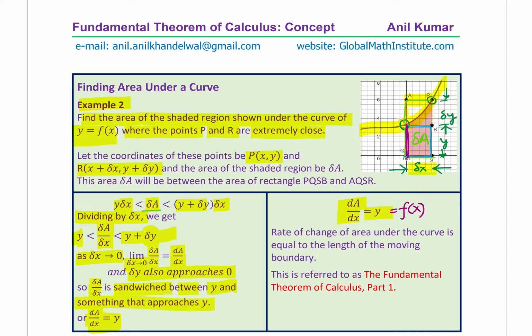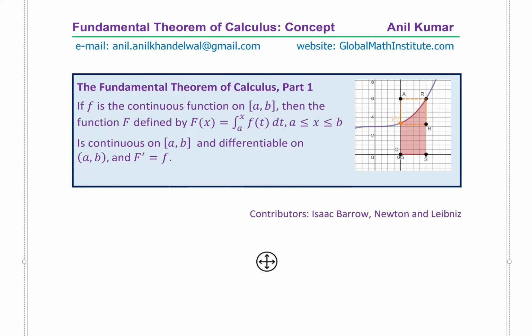So if this is the boundary which is moving, then the rate of change of area is basically equal to the length of the moving boundary. That is the conclusion at this particular stage. And this is referred to as the fundamental theorem of calculus part 1, right? We'll give it a formal definition, which is written here.